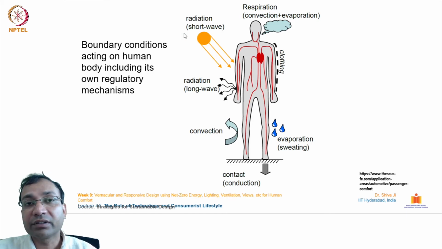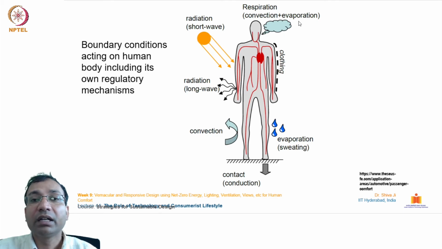So we have the sun as a major source of radiation and heat for us. It emits short wave radiation which is received by our body, at the same time we keep radiating some heat from our bodies, and then in turn we have respiration with convection and evaporation at the same time. Evaporation is a phenomenon like sweating, you can understand easily.